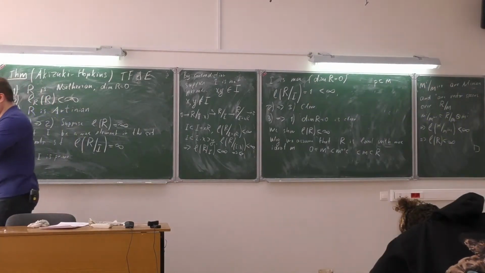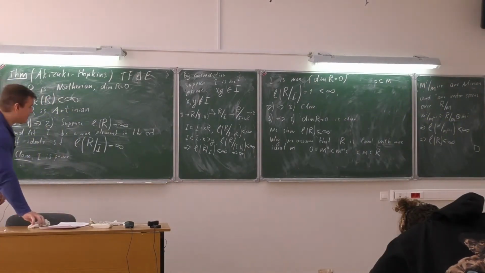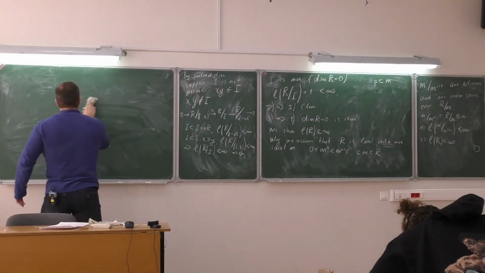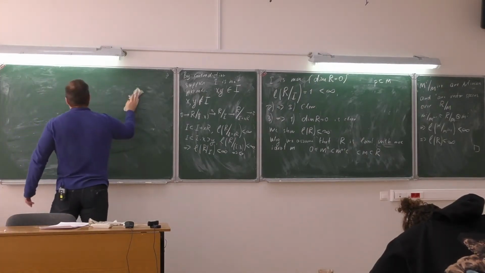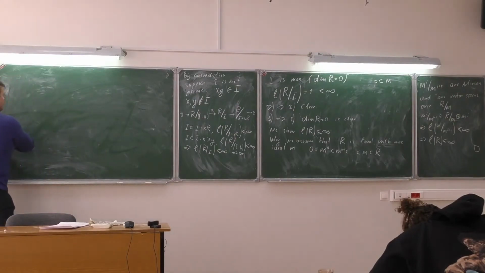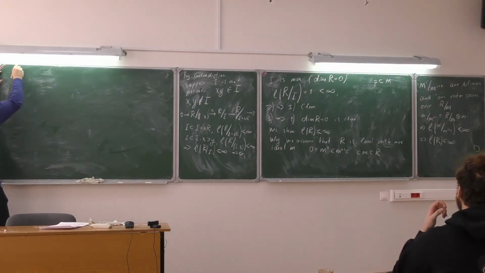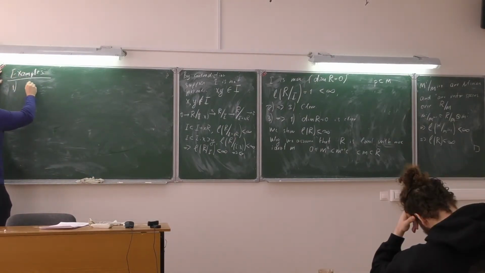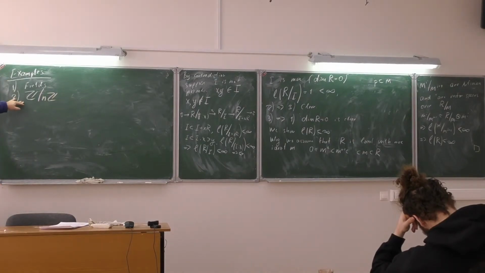So I have just several minutes, and I want to spend these several minutes on examples. From the point of view of this theorem, we can think about Artinian rings in some sense as small rings. Examples, of course: all fields are Artinian rings. That's not a very interesting example. Then, for example, this quotient ring will be Artinian, which is quite clear, since you already see it is Artinian as a module.